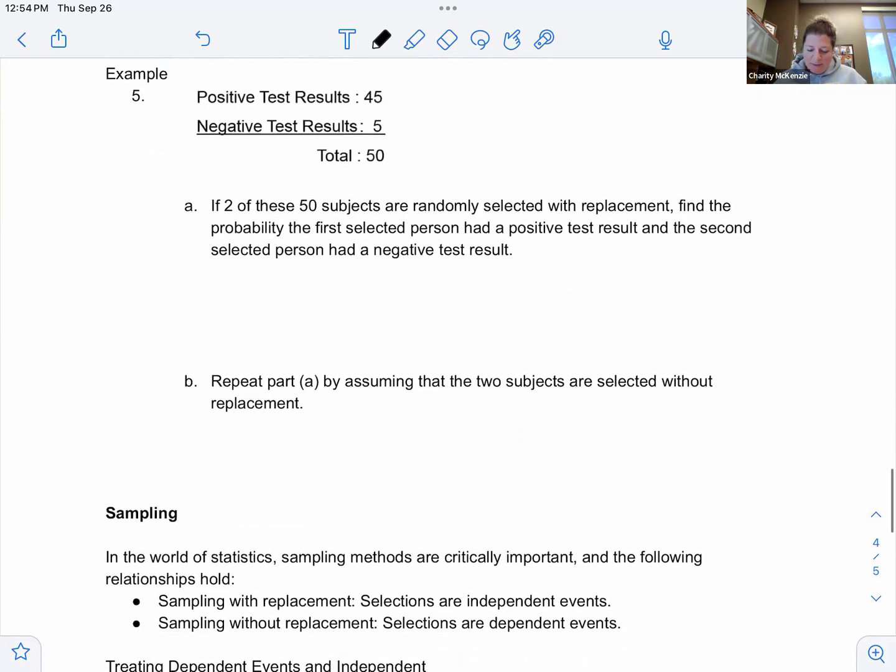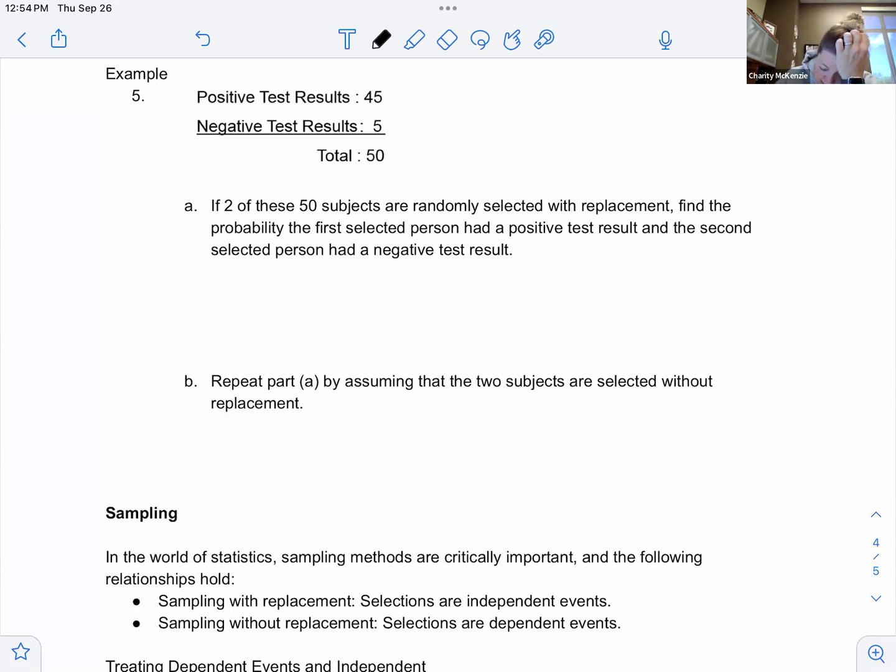So let's look at a couple problems. This one says positive test results were 45, negative were 5. So there's a total of 50. I don't know why they had to give me a total. I'm pretty sure I could have got that. So if 2 of these 50 subjects are randomly selected with replacement, find the probability the first selected person had a positive test result and the second person had a negative test result. So we're going to times these two.